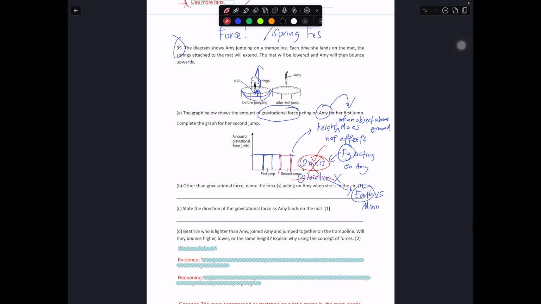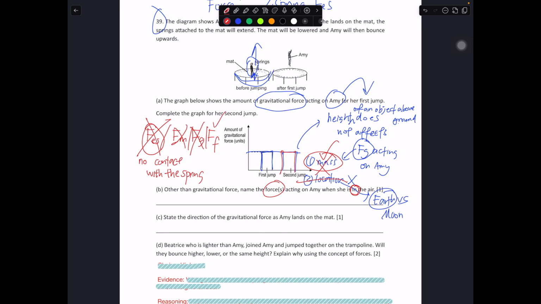Okay, so over here, state another force that's acting on Amy when she's in the air. So there's only four types of forces: elastic spring force, magnetic force, gravitational force, frictional force. You cannot say gravitational force, that's out. Nothing to do with magnetic force of attraction or repulsion, that is also out. Spring, maybe, because this is elastic, right? But she already tells you she's in the air, so there's no contact with the spring. So the spring will not be able to exert elastic spring force on her, because she's already in mid-air.